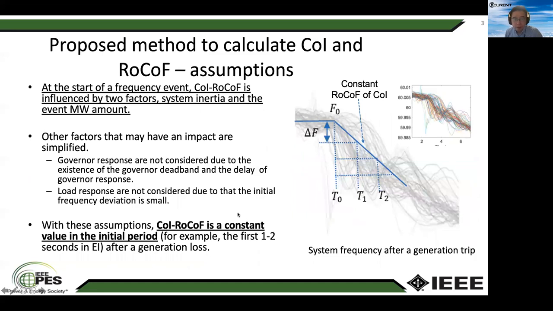And here's a proposed method to calculate COI and the RoCoF. We know that at the start of the frequency event, the COI frequency is influenced by two factors. One is the system inertia, the other is the event magnitude. There are some other factors like the governor response and load response, but because of deadbands, the delay of the governor response, and the initial frequency duration being very small, we don't consider the governor response and load response. With those two assumptions, we can know that the COI frequency is a constant value at the initial time after an event happens.